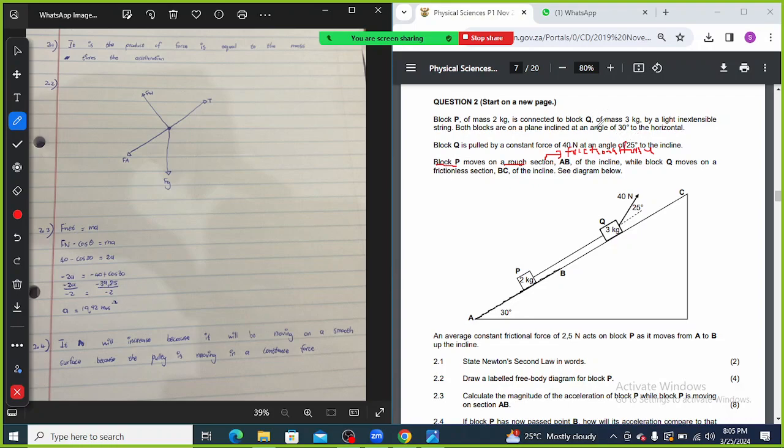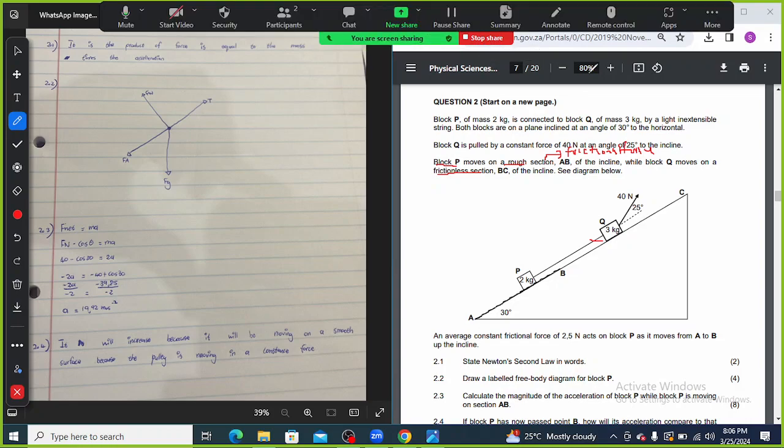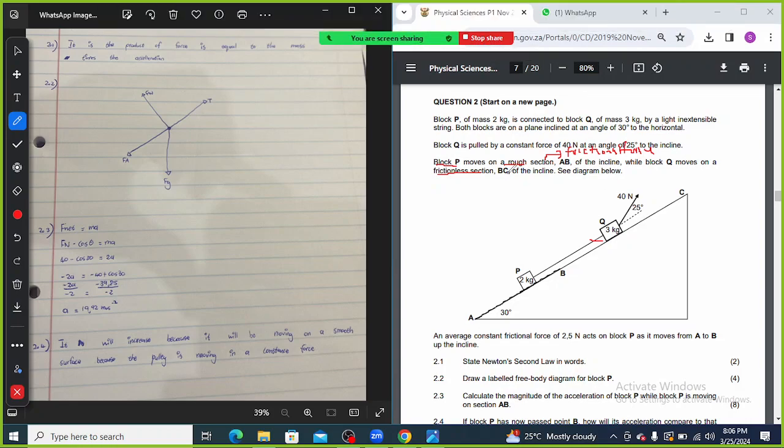And then they are saying of an inclined AB and the incline, while block Q moves on the frictionless. So Q is the one that is moving on the frictionless, so there is no frictional force for block Q. So for the 3 kg block, there is no frictional force. And then BC of the incline. So see the diagram below. Now the first question.